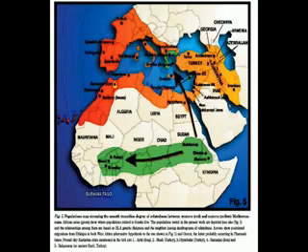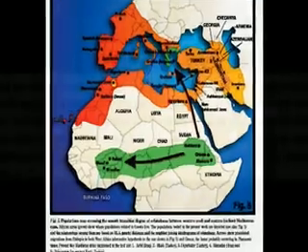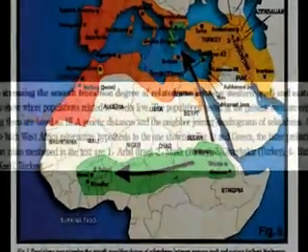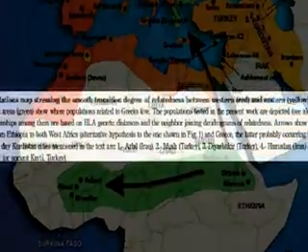Populations map stressing the smooth transition, degree of relatedness between Western red and Eastern yellow Mediterraneans. African areas are green, show the populations related. I don't know if that's related right there, or something about the Greeks, it says right there. The populations, so it's very small. We cannot read it in detail.